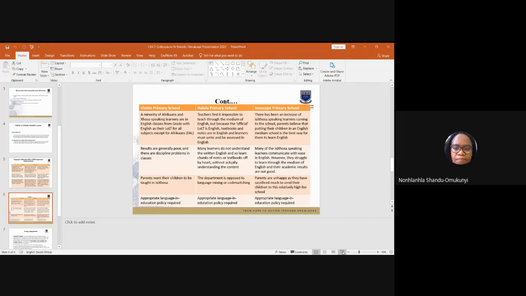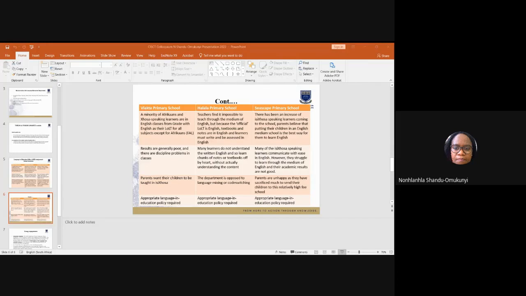So what happens in Flag Primary is that a minority of Africans and Xhosa-speaking learners are in English classes from grade 1 with English as their language of learning. In other words, in this school, as much as it is using Afrikaans as a home language, there are a few Africans and Xhosa learners that have maybe one class of English. Results are generally poor in the school and there are discipline problems in classes. Parents want their children to be taught in Xhosa.